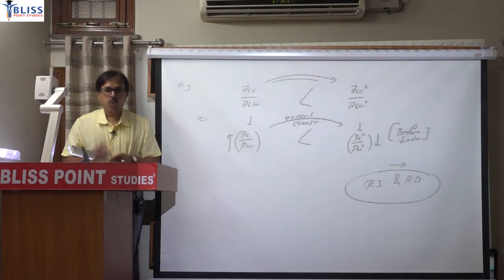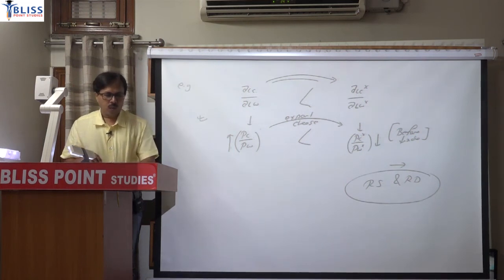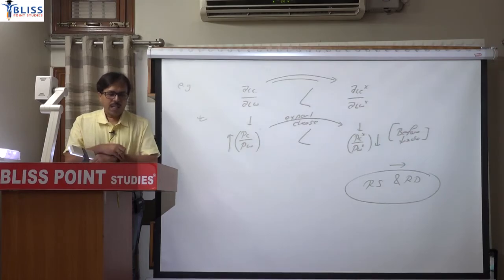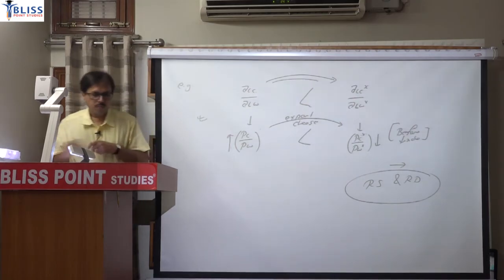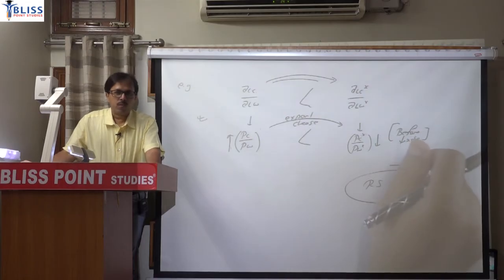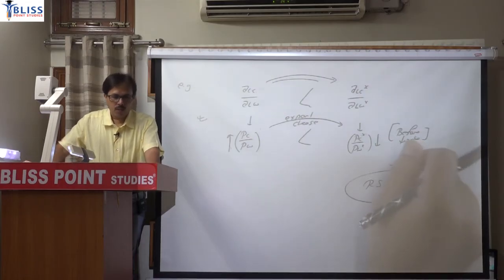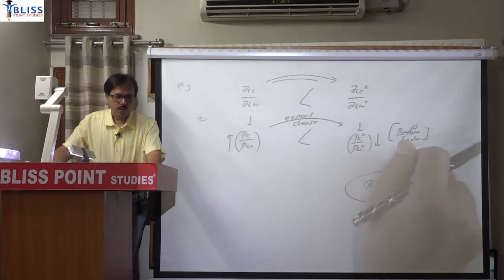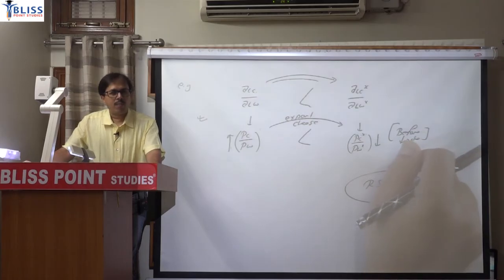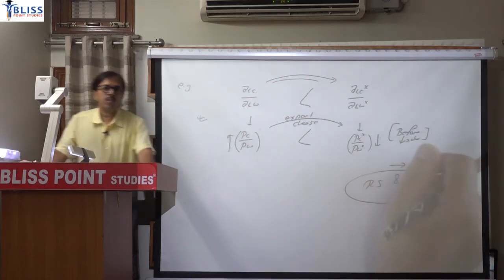Therefore, according to the Ricardian model, trade arises due to a difference in opportunity cost, and opportunity costs are different due to a difference in productivity of labor.